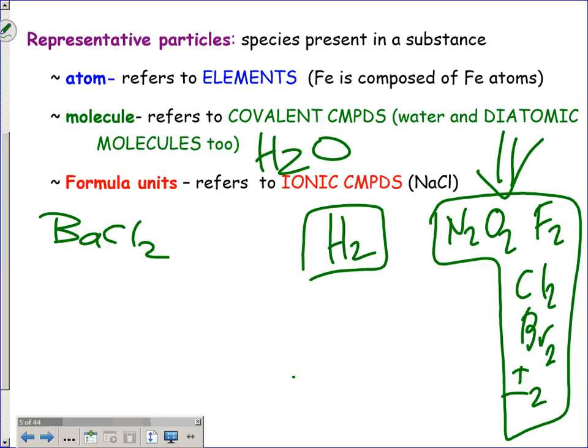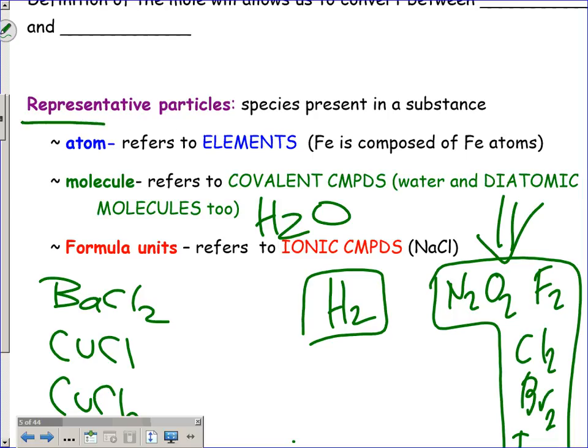Copper what chloride? Okay, so copper 1 chloride like that, or copper 2 chloride like this. Okay, so you can keep going on and on. Anything ionic we could call a formula unit. Okay, so those are called representative elements, or representative particles. And they come in 3 varieties, like 3 different flavors.